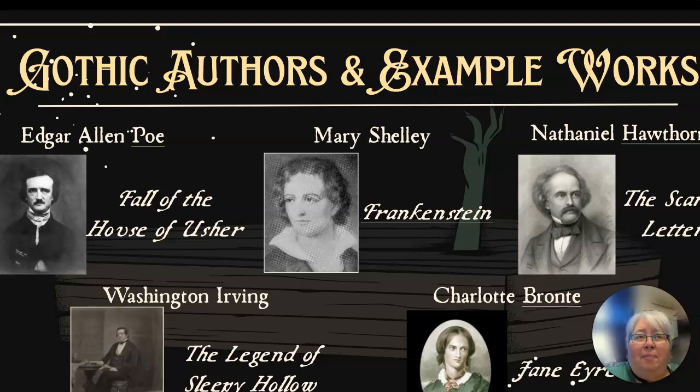Gothic authors and examples of their works. So we have Edgar Allan Poe, who's probably the most famous American author. One of his stories is Fall of the House of Usher. Mary Shelley is from Great Britain. She wrote Frankenstein. Nathaniel Hawthorne is an American author. One of the examples of his works is The Scarlet Letter, but his more famous Gothic short story is Dr. Heidegger's Experiment. Then we have Washington Irving, who wrote The Legend of Sleepy Hollow. You might remember it as Ichabod Crane and the Headless Horseman. And then we have Charlotte Bronte, who is British, and it has Jane Eyre here, but her Wuthering Heights is the one she's known for.